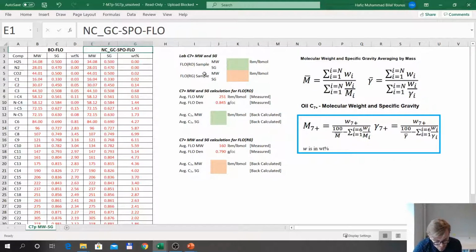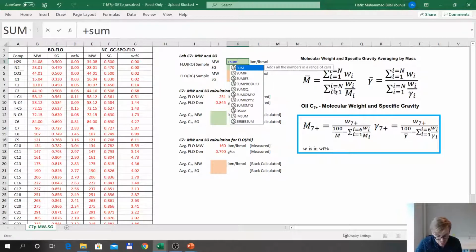Great. So the first thing we'll do, just to have done that, and these are the values that are most times reported by the lab. That's the lab C7 plus molecular weight and specific gravity calculated with the Katz-Firoozabadi molecular weights and specific gravities for each component. For averaging of specific gravity and molecular weight, the basic formulas are given to the right here. So if we would like to average from, for instance, C7, we need to do the averaging from C7 up here and also below. So I'll show you how that is done right here.